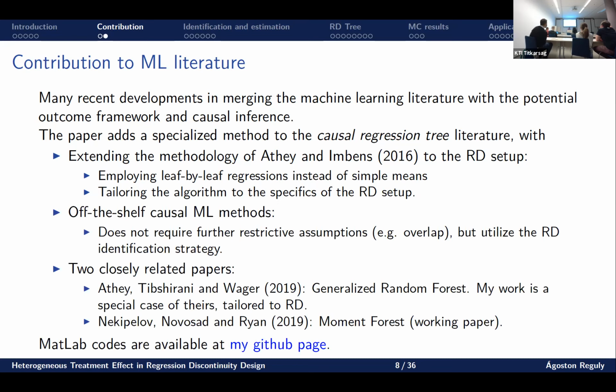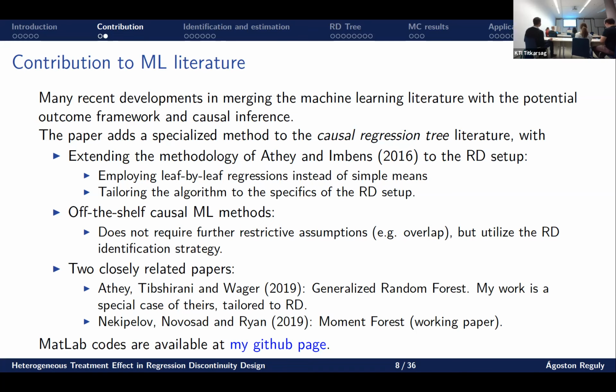Now, one may argue that, okay, but Ágoston, there are many recent developments, many useful off-the-shelf causal machine learning methods. And I would argue that this is true, but there is no specified method for RDD. Because RDD utilizes this really special identification structure, or identification idea, it can utilize the information or the restrictions it uses. So if I would just grab and use an off-the-shelf causal machine learning algorithm, then I would impose too much restriction. And I would argue that this is not necessary, and this paper actually provides a fairly standardized method of identification of this heterogeneous treatment.